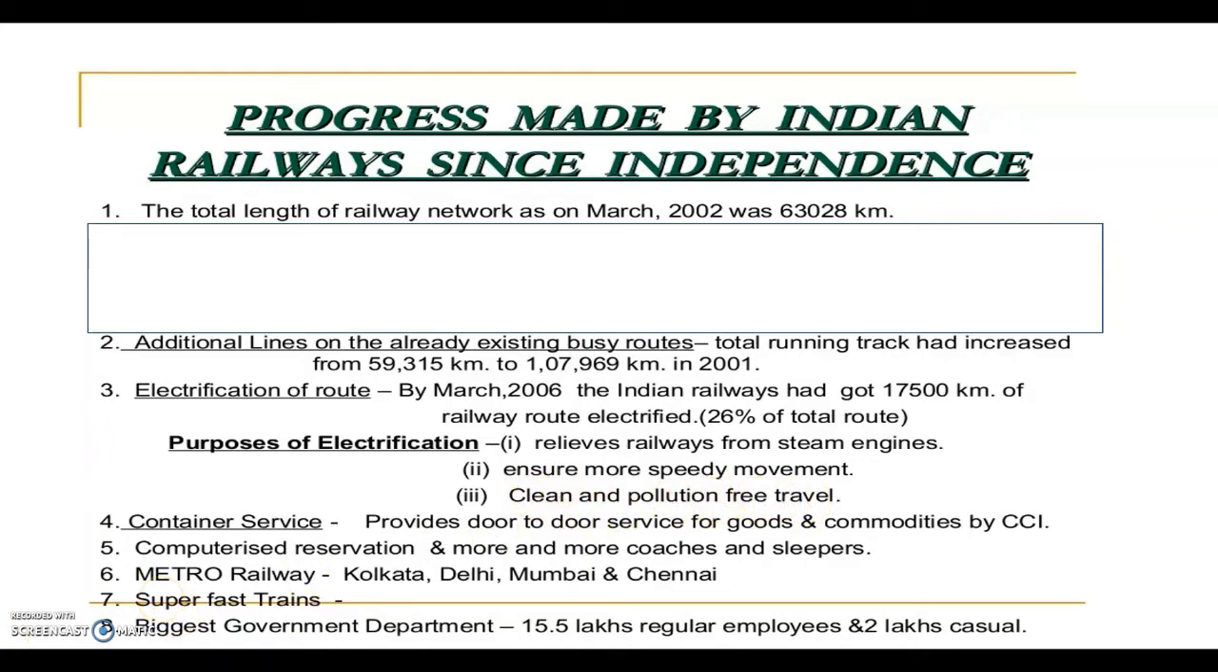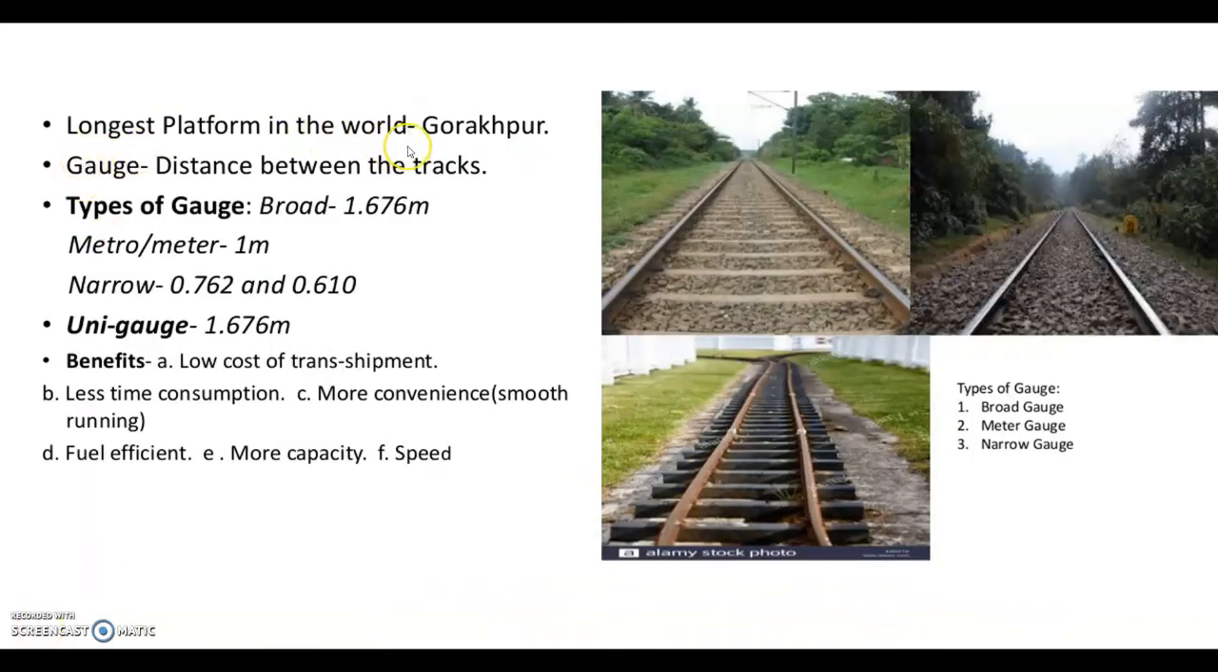Container service provides door-to-door service for goods and commodities by CCI. CCI means Container Corporation of India. The longest platform in the world is Gorakhpur. Gauge, the distance between the tracks. So what do you mean by gauge? The distance between the tracks.